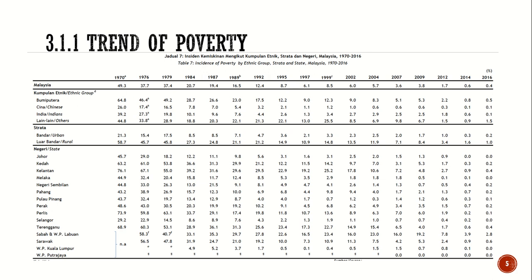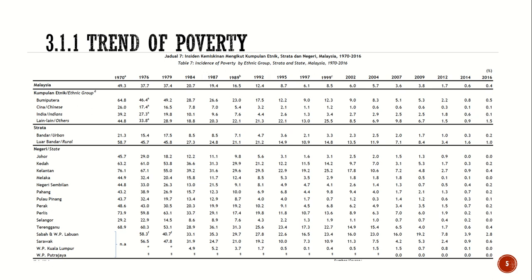The highest poverty mostly came from Bumiputra, then it is followed by Indian, and the last one would be Chinese. And the trend remained the same for the last 10 years. As you can see, in 2014, the poverty rate was still highest among the Bumiputra, followed by the Indian community, and the last one is Chinese.